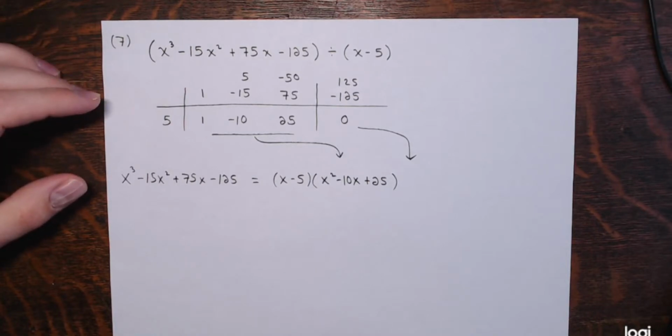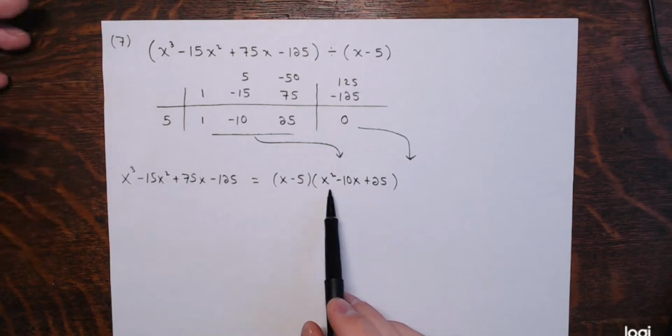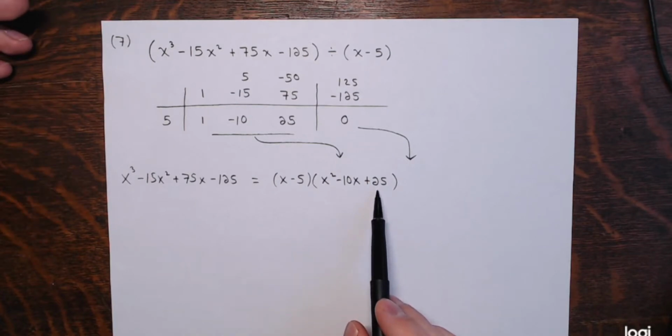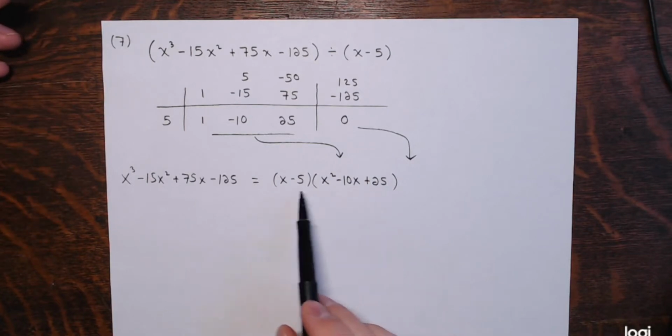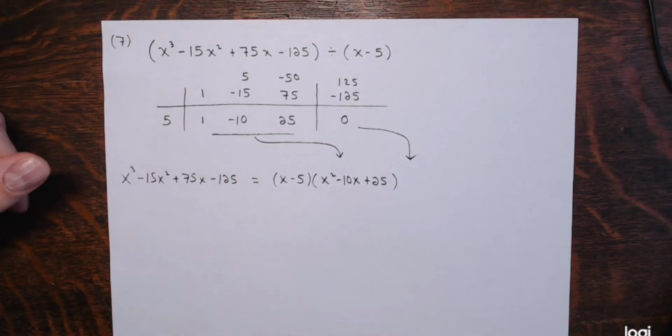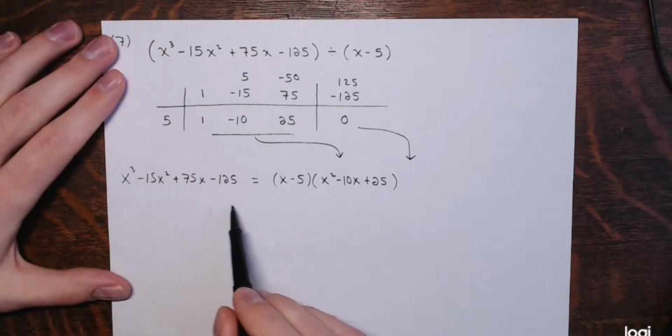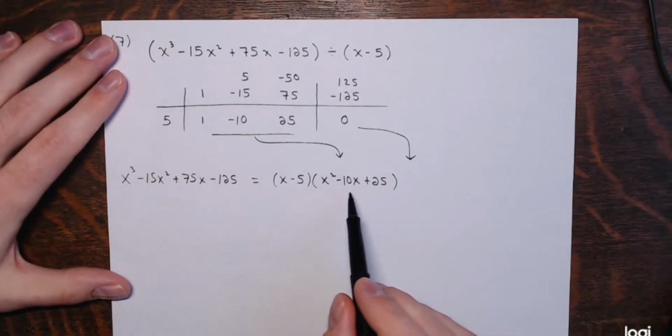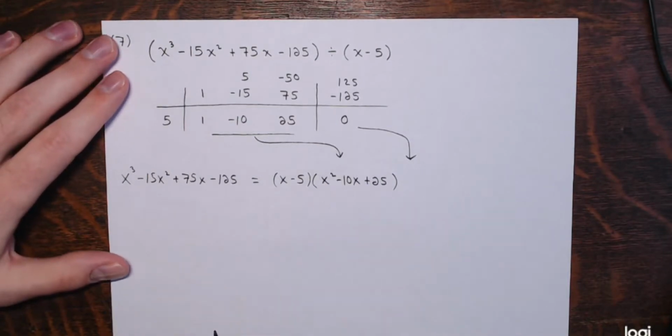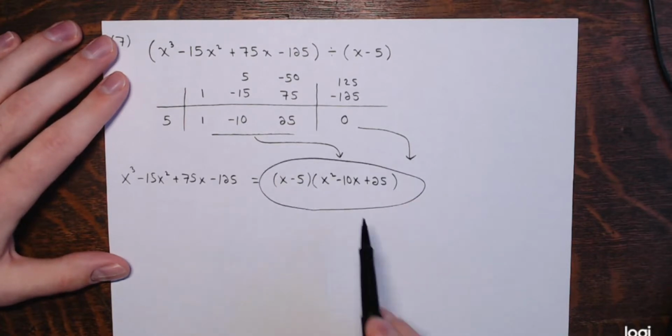And you could factor it even further. This is x minus 5 squared. So this is really x minus 5 cubed. X minus 5 times x minus 5 times x minus 5 if you were to factor it completely. But this is all we're asked to do, right? Find the quotient, which is x squared minus 10x plus 25, and the remainder, which is 0. I'll just circle that. And again, you can check by multiplying.